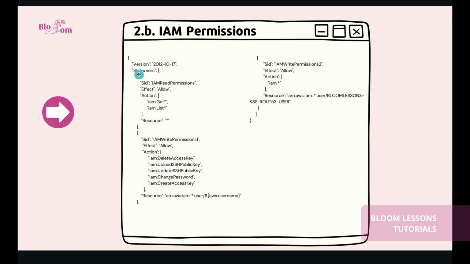So for this user, we'll allow them to read everything on IAM, but depending on your organization needs, you can limit this further. Then this user will have permission to create and delete their own access keys, and also upload and update their public SSH keys. As you can see, the resource is limited to only the current user on whom this policy is attached.